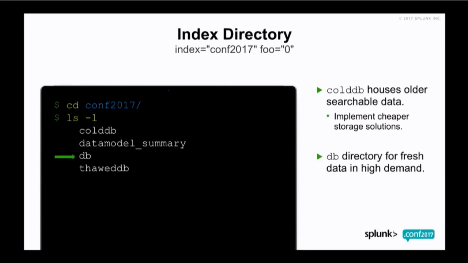The second one is the DB directory. This is going to be for our fresh data that is still in high demand. And then lastly, the indexes.conf file, we can specify when we want our new data to roll into colder, older storage. So that's all configurable.